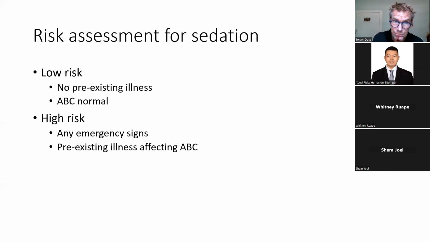Low risk means they've got no pre-existing illness like most children, and that their airway, breathing, circulation are all normal. Whereas high risk, to me, is if they've got any emergency signs, or they've got a pre-existing illness affecting their airway, breathing, or circulation. And I think if you divide children up into those two risk groups, then you can understand which ones are very safe to do and which ones require a bit more care and maybe some more expertise.